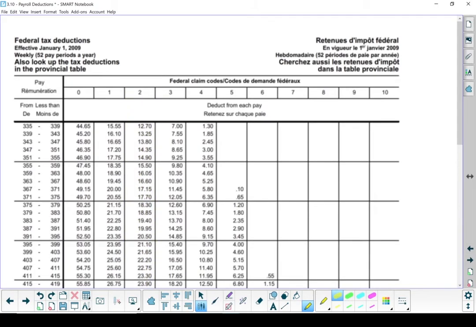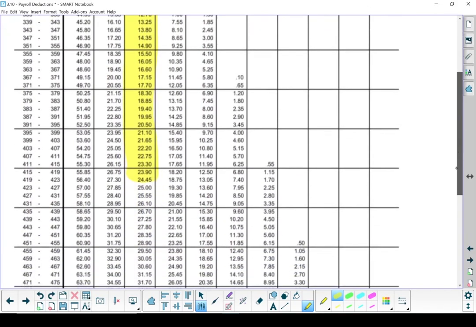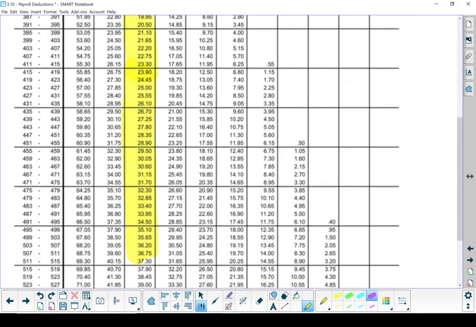Okay, looking at the federal tax deduction sheet, let's start with claim code 2. I'm going to highlight that column. And I'm looking for 28.35. Oh, got to keep going quite a bit ways down. All right, so when I see 28.35, I'm looking for it right here. And let's go back across. Looks like this person made somewhere between $447 and $451 in a week.